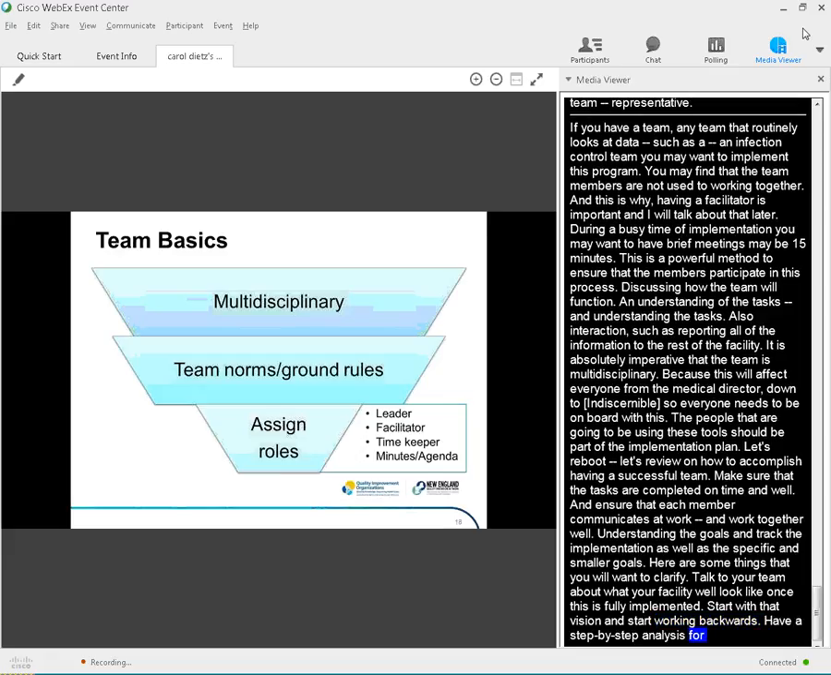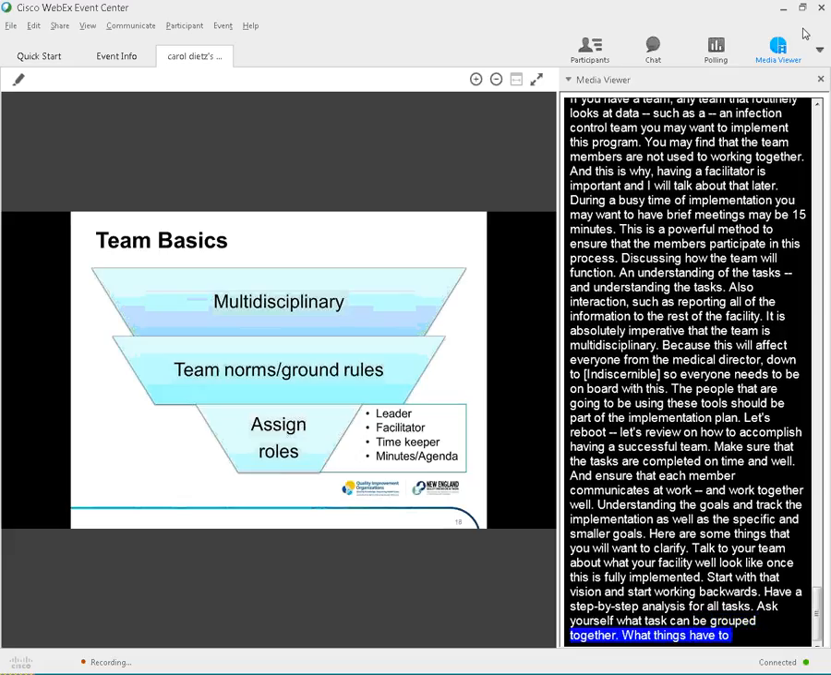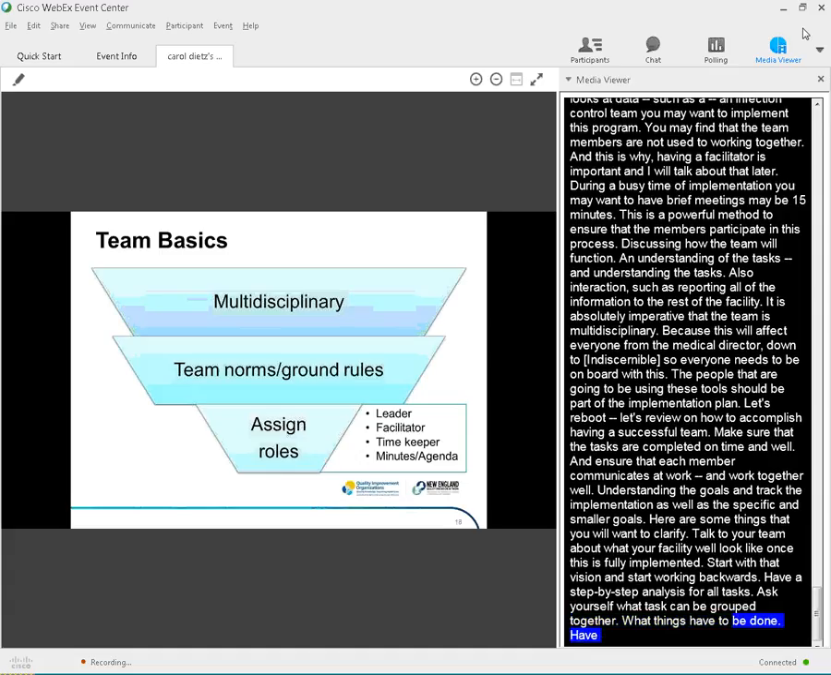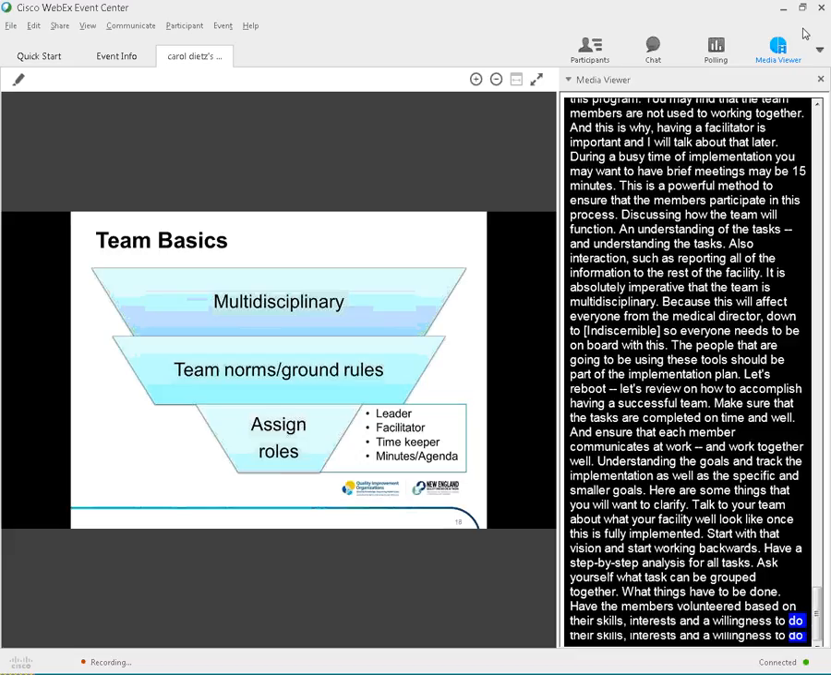Ask yourself what tasks can be grouped together, what things can be rolled out simultaneously, what things have to be done sequentially. Have members volunteer, or if needed, assign members tasks based on their skills, their interests, and willingness to do the task. So if you have someone on staff who likes to teach, that's what they're going to do. If you have someone who likes to read charts, that's what they're going to do.